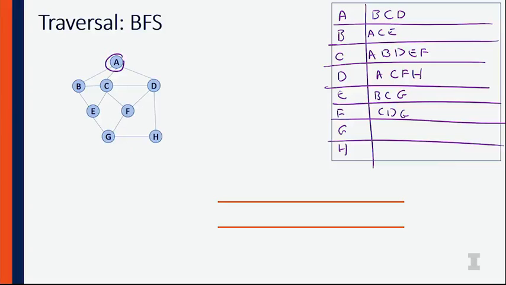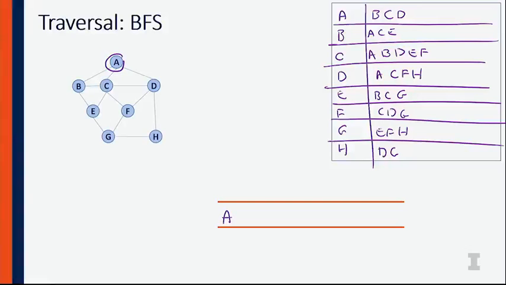G has nodes E, F, H, and H finally has nodes D, G. This is a list of all of the incident vertices off of every single vertex. This is something that's maintained as part of our graph data structure itself. Now we can think about BFS traversal.